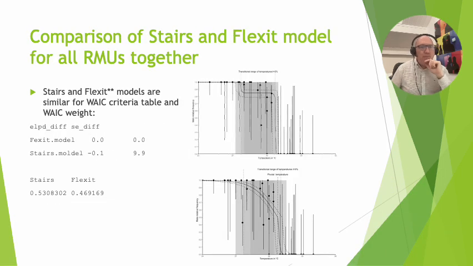And when we compare the models, the Flexit model at the bottom and the stairs model at the top, with WAIC and WAIC weight, you see that both models explain similarly the observed sex ratio. So with this data, we cannot exclude the stairs model or the Flexit model.